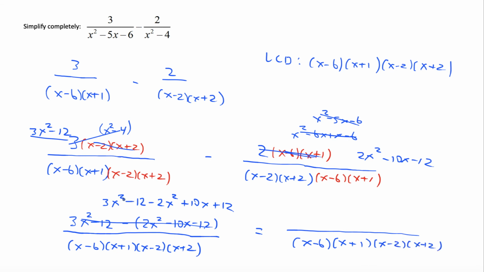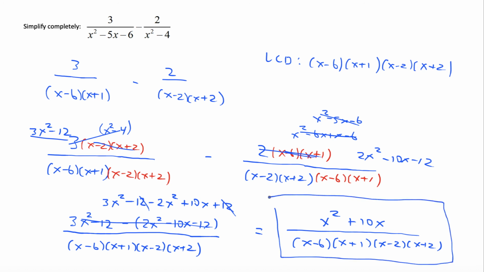And on the numerator, 3x squared minus 2x squared is just 1x squared. You notice that the 12's actually just cancel out, so we get plus 10x. Okay. We can leave this as the final answer. And we see that the x squared plus 10x can be factored out. We can factor out the x, but nothing's going to cancel out, so we can leave our final answer like this.